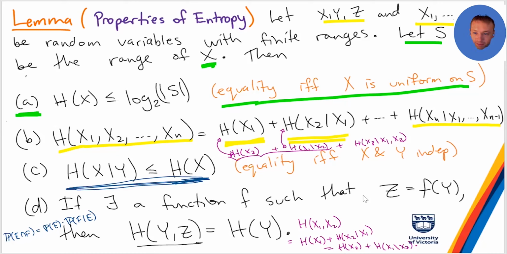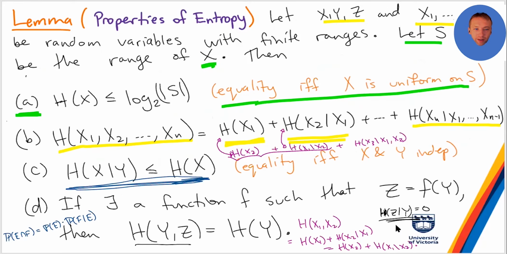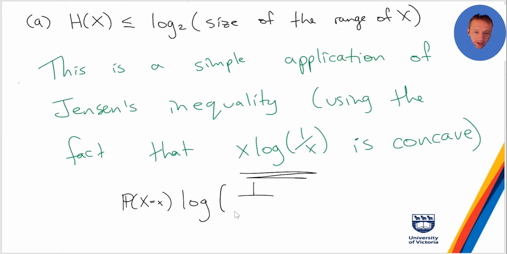And if something is already completely determined by another random variable, so if z is determined by y, like my reducing mod 2, then the entropy of the tuple y, z is the same as the entropy of y, which is the same as saying the entropy of z given y is 0. So next time hopefully we'll be able to use this to prove some stuff. This fact about the log of the range turns out to be just an application of Jensen's inequality, which I maybe won't go through, but it uses the fact that x times log of 1 over x is concave, which is what shows up in the formula for entropy.